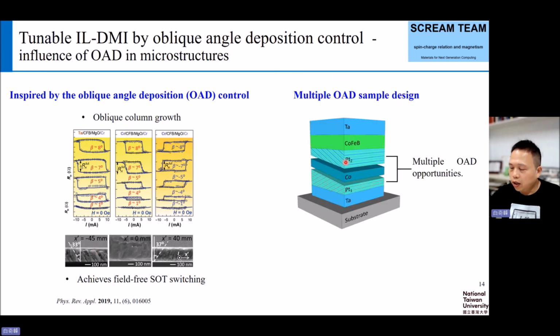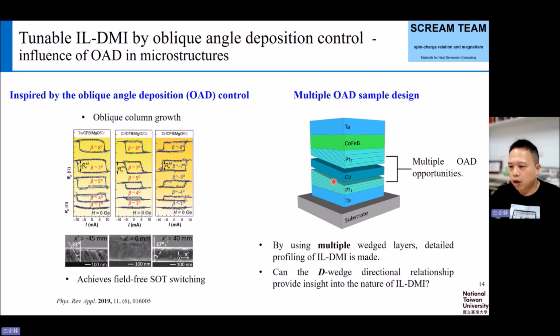And in our case, we found that since the platinum layers sandwich the cobalt layer, we have two layers of that. So it is possible that we can use multiple OADs, multiple oblique angle depositions, to play with the DMI strength or even the directions across these cobalt and cobalt boron layers.